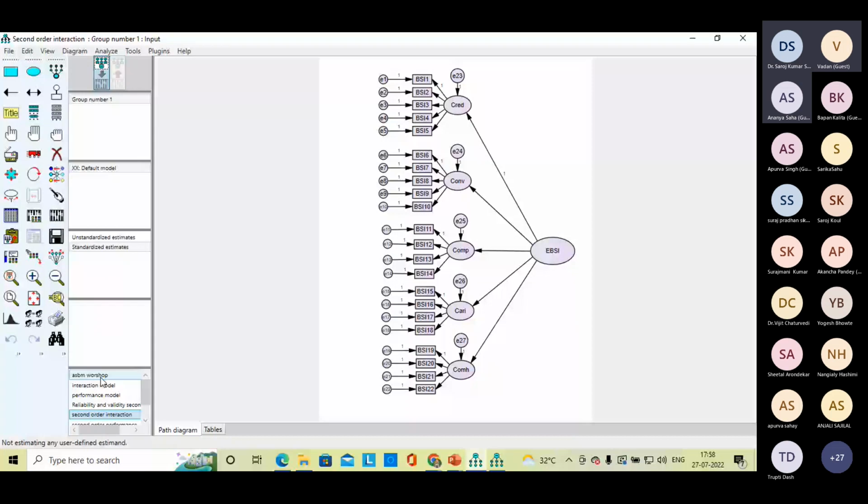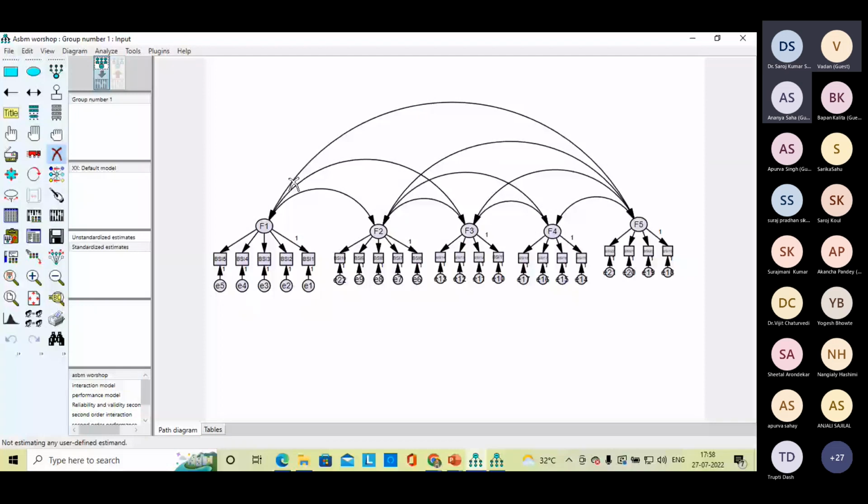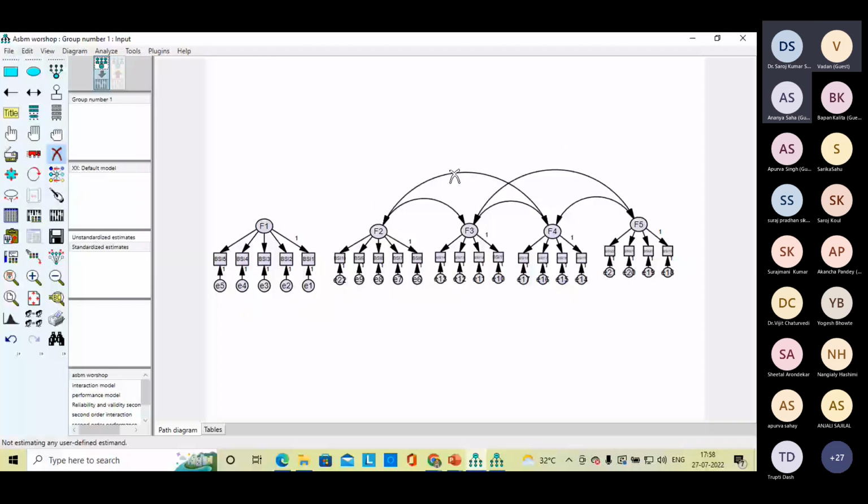So let me go to my own operation. Let me cut all the covariances. Please all of you cut the covariances so that you can operate by yourself. All of you cut the covariances. Have all of you done it? Yes or no?